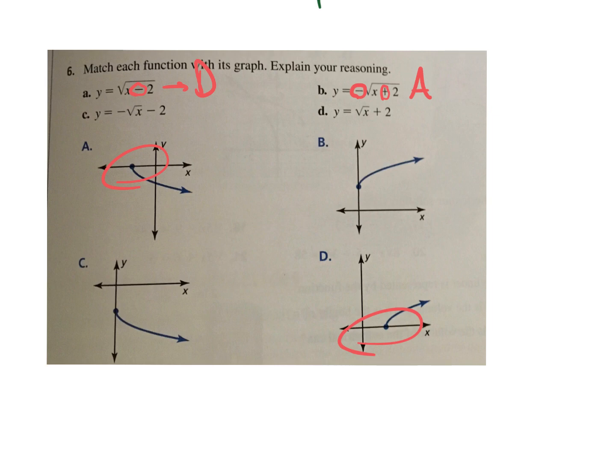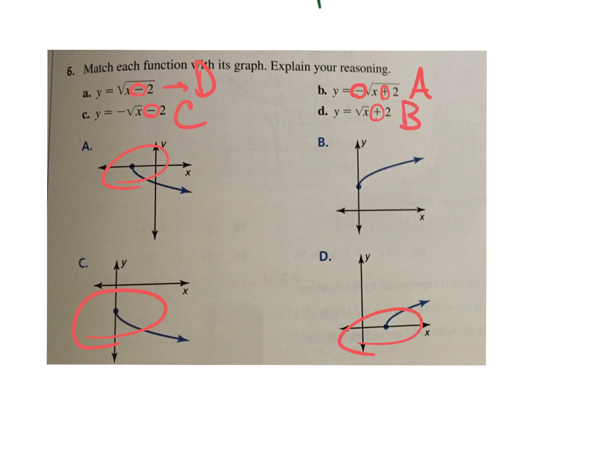Okay, letter c. The minus 2 here is not inside but outside of the square root. So that's up or down in the same direction. And the only one that moves down is letter C. And finally, d has a plus 2 on the outside, not inside, but outside of the square root. So that's up or down in the same direction, and that must be capital B.